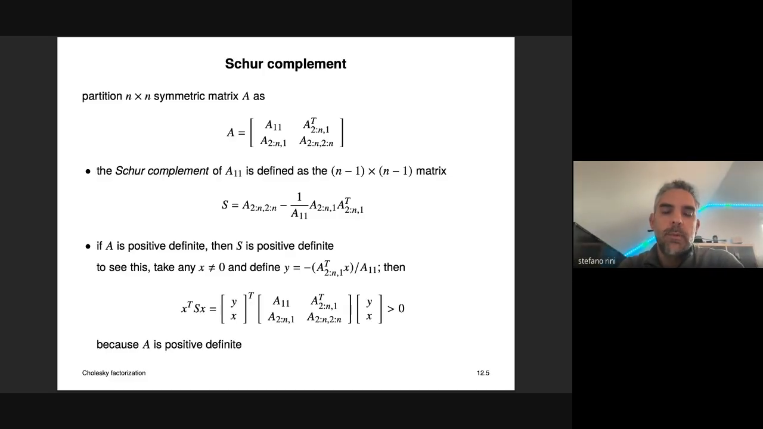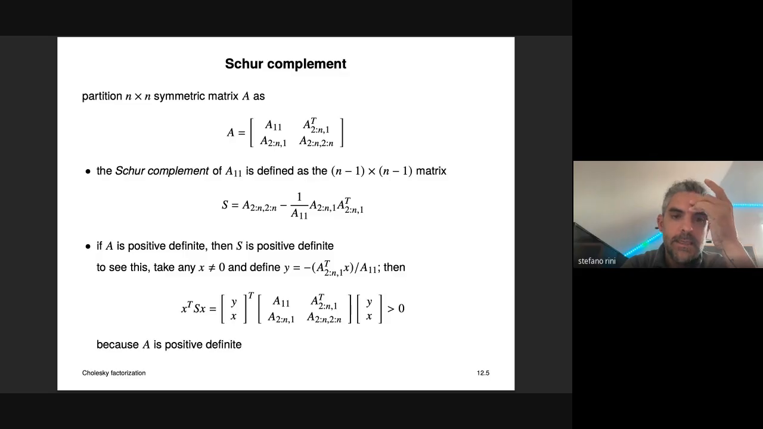So we say that the Schur complement of A is defined as the (n-1) by (n-1) matrix, which is equal to this lower quadratic term A(2:n, 2:n) minus 1 over A11 times A(2:n, 1) times A(1, 2:n). Okay, so this is the same definition that you have for a determinant, right? If you remember your high school days, how you define the determinant, there is a recursive expression of the determinant that involves the Schur complement. So I assume you are somewhat familiar with this.